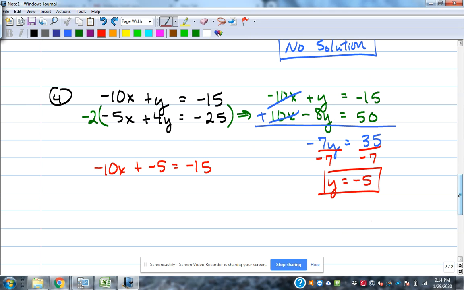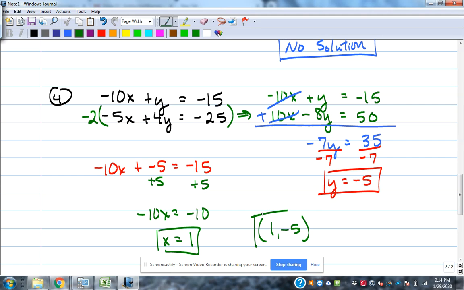And then add 5. Negative 10x is equal to negative 10. And x is what? Positive 1. Ordered pair 1, negative 5. Hey, not too bad. It's just math.